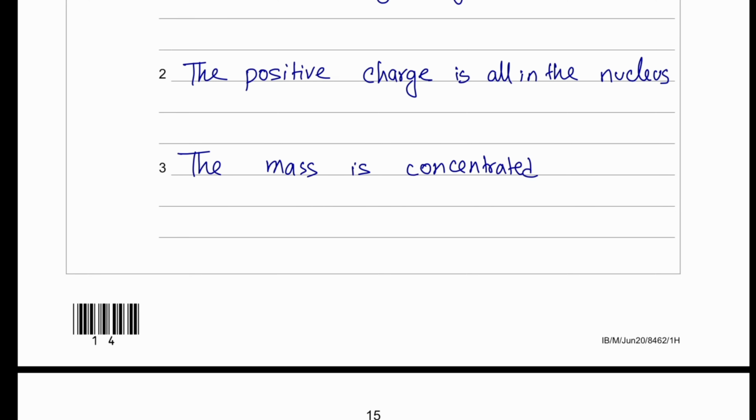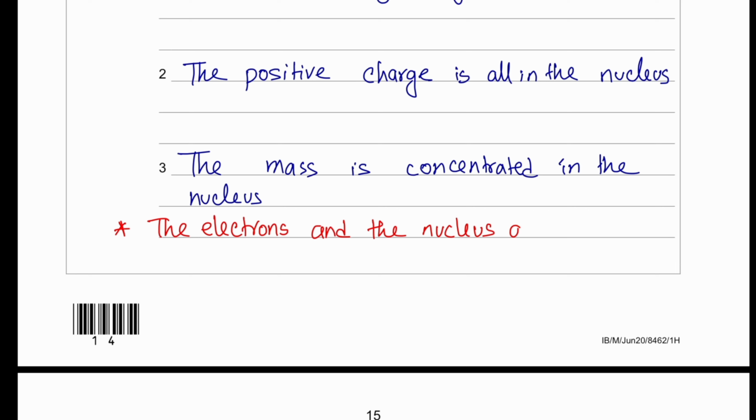The mass is concentrated in the nucleus in the nuclear model, and in the plum pudding model, the mass is spread out. The electrons and the nucleus are separate in the nuclear model, and in the plum pudding model, the electrons are embedded.